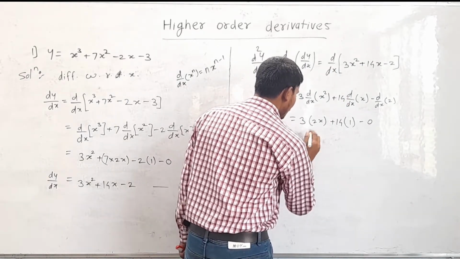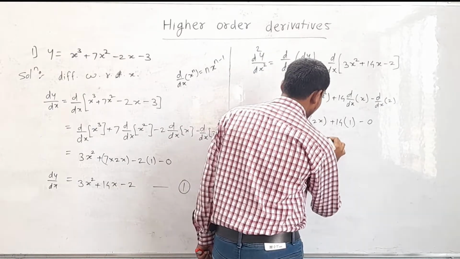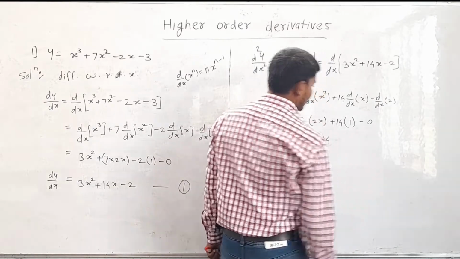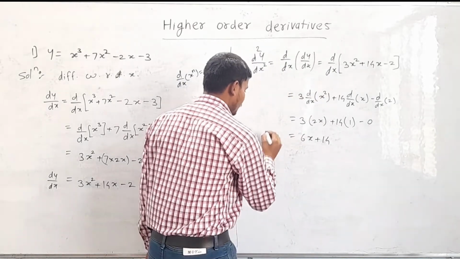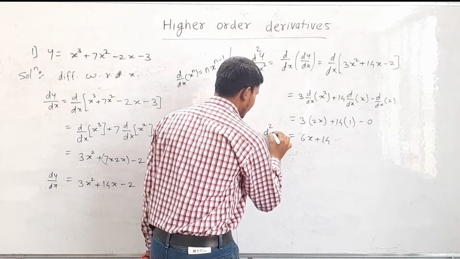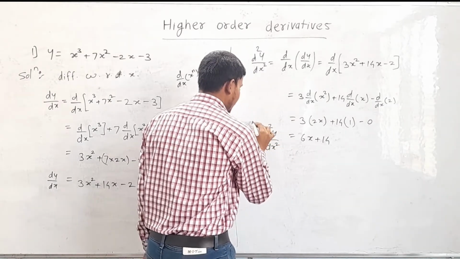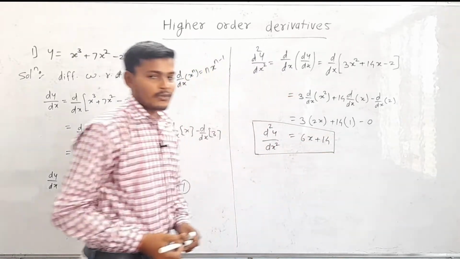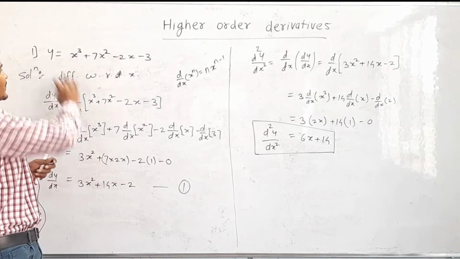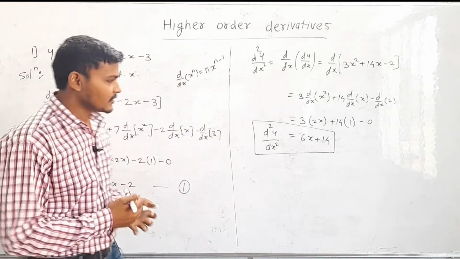Therefore, 3 into 2 6 x plus 14 minus 0. So, this is the derivative of second order, that is d2y by dx square, and this is required solution of the question of the equation y is equal to x cube plus 7x square minus 2x minus 3.